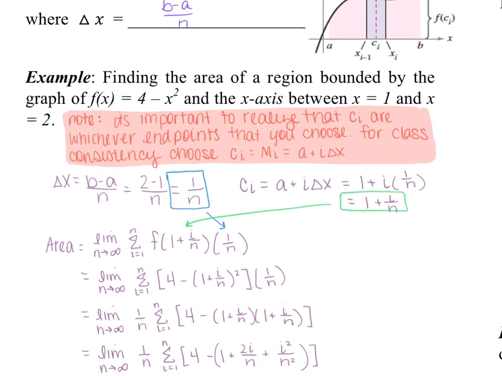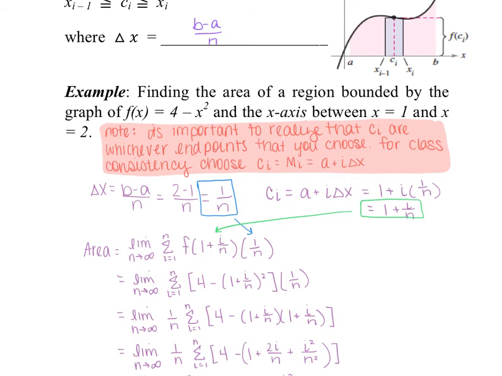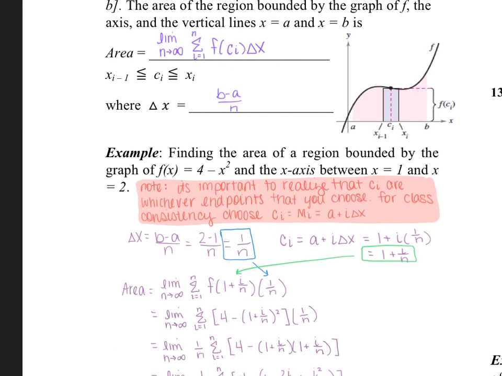So I put a note here in red, and it's just because we want to stay consistent as a class. When they're talking about your c sub i, and that was in that little definition right here, we can all use the same value. So don't worry about trying to figure that out on your own. Just always use your big M, which is a plus i delta x, for your c sub i. That way we're always doing the same thing, and it'll just be more consistent.